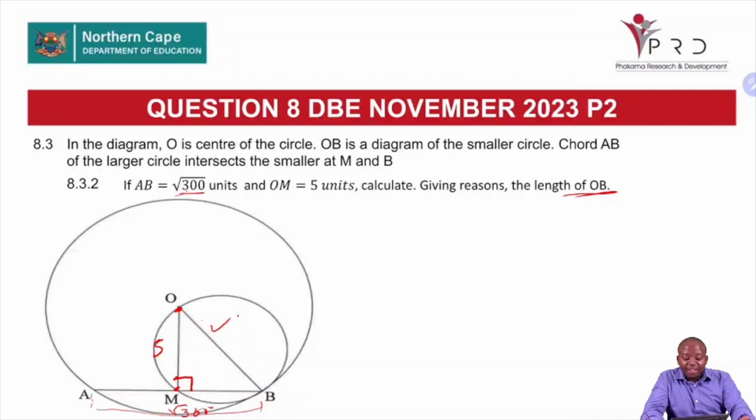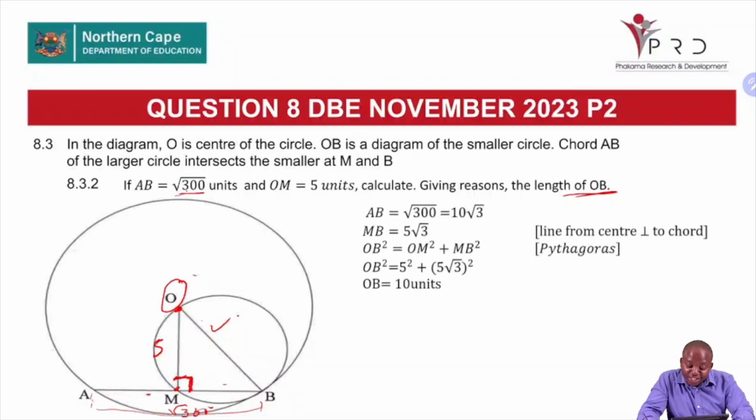Now how would you find this length? Because of this angle, we have a right angle triangle. However, we are told that they intersect. This is 90 degrees. When this is 90, we have a center, and a line drawn from the center perpendicular to the chord. So this goes to theorem number 1. Remember, our AB is root 300. When we simplify it, it's just 10 root 3.